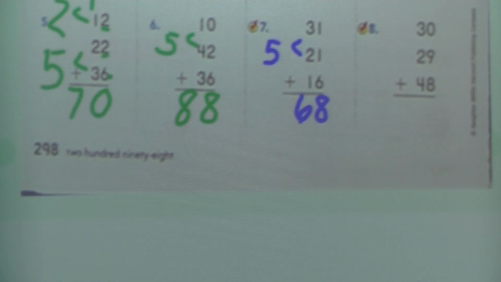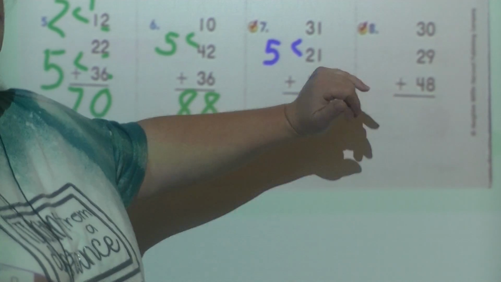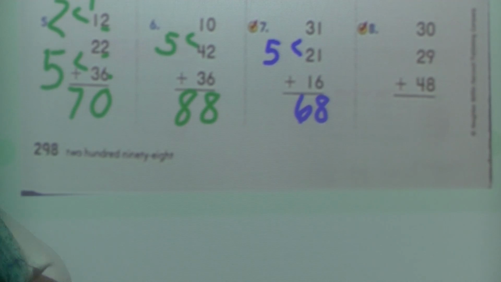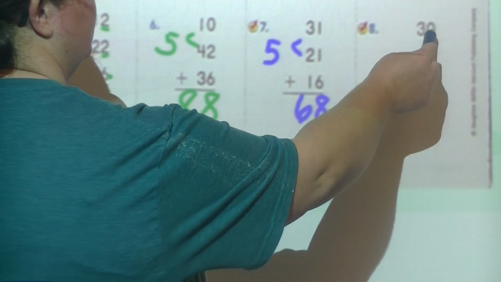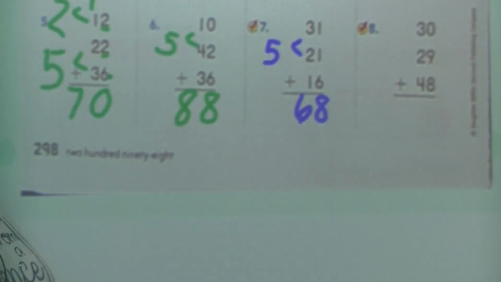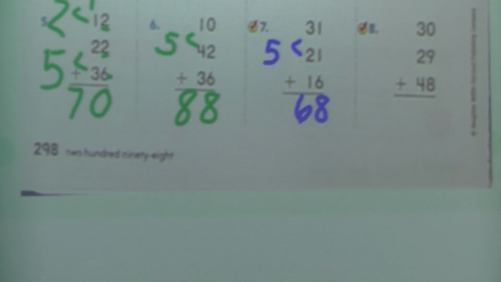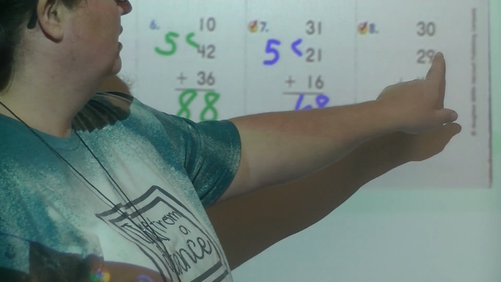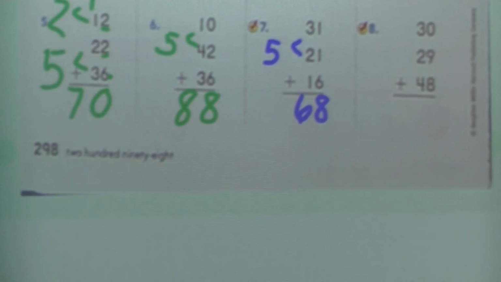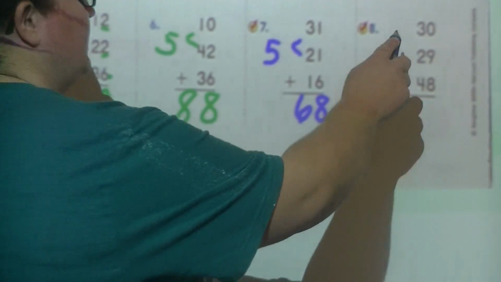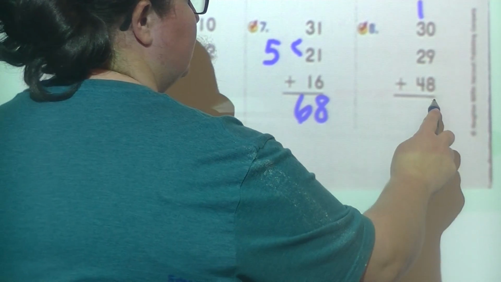And number 8, 30 plus 29 plus 48. All right, we do not have 3 separate digits on this side because one of them is a 0. And we don't have to add when there's a 0 in that placeholder. So 9 plus 8 is 17. That's 1 ten and 7 ones.